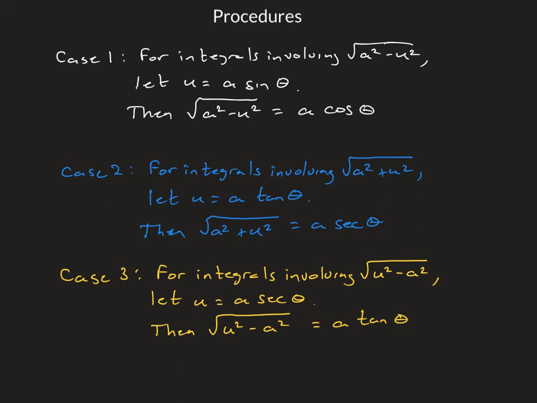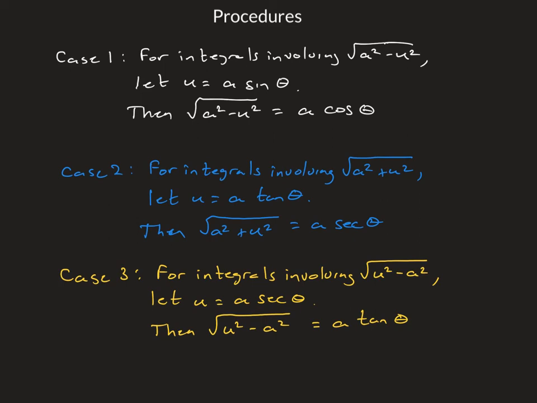Now looking at case two. In case two, we're going to involve the square root of a squared plus u squared. In that situation, we're going to replace that u. Now remember, in all three cases, u is some function of x. u could just be x itself, but it is going to be something involving x. Whatever's being squared right there, we're going to let equal a tangent theta. When I plug that in and do the simplification, the square root itself is going to become a secant theta.